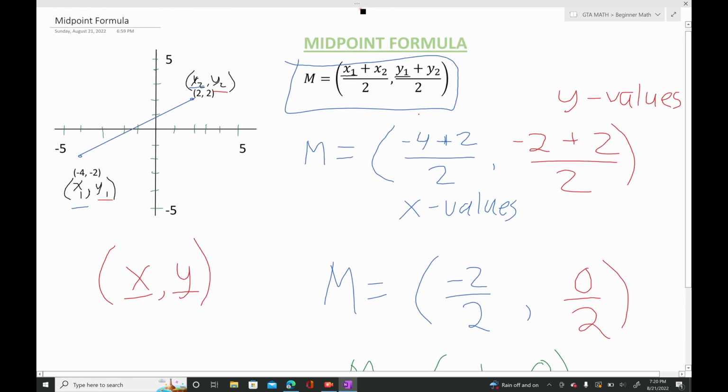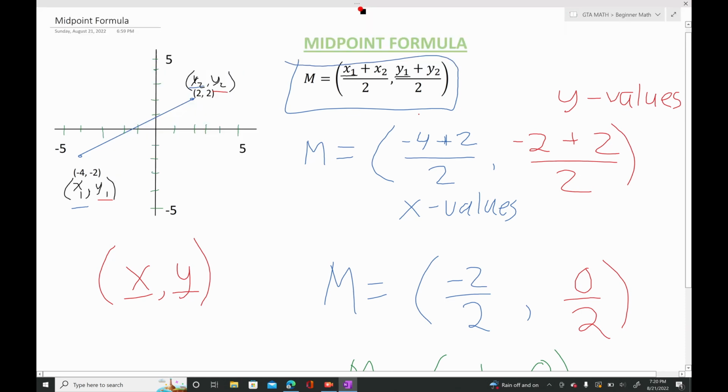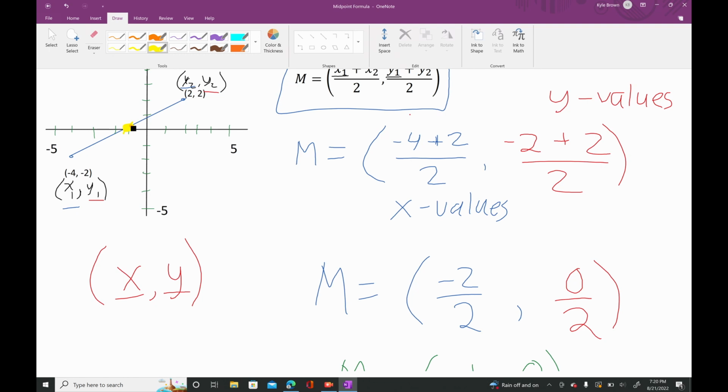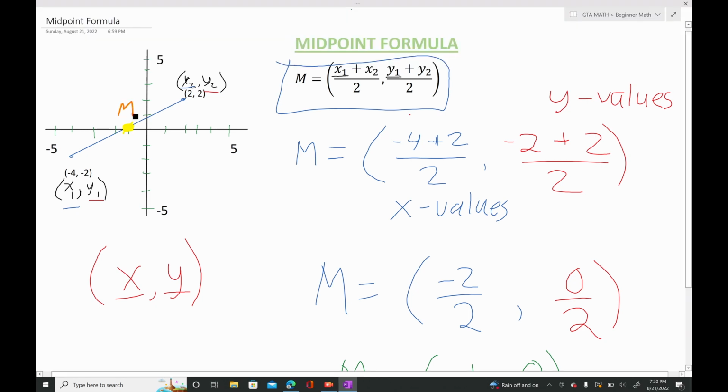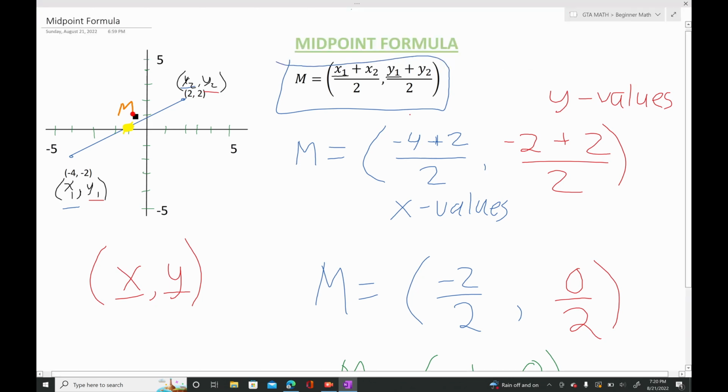So what we're saying is, on this graph, -1, 0. I wish I could make a better circle, but we're saying -1, 0 is our midpoint. And I'm going to put an M here. This is -1, 0. And that is our midpoint for this problem.